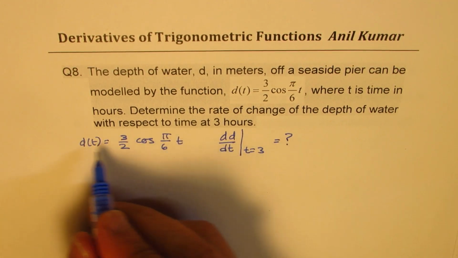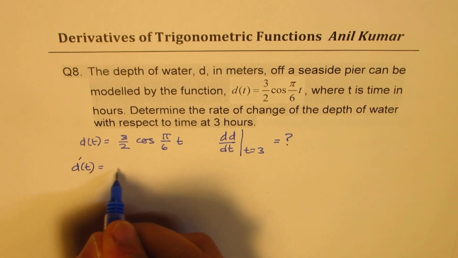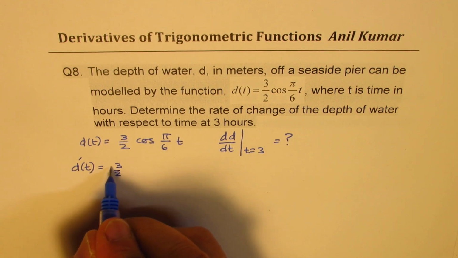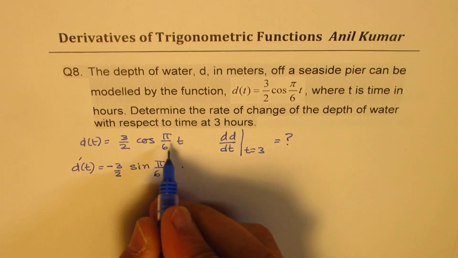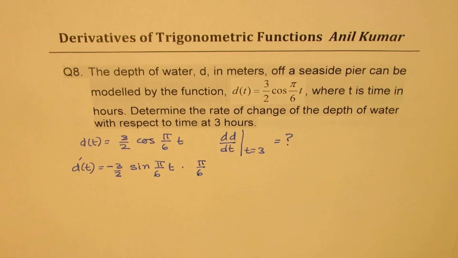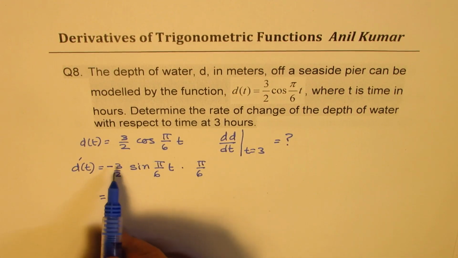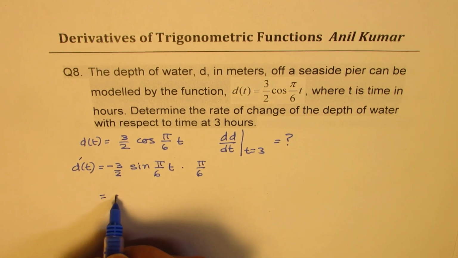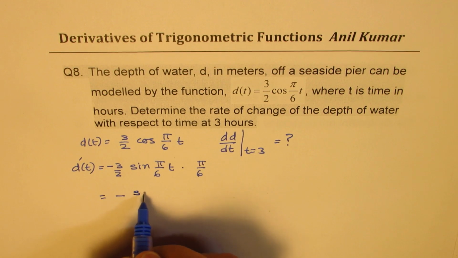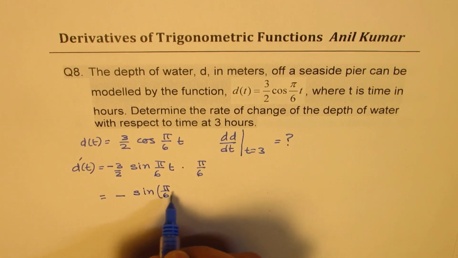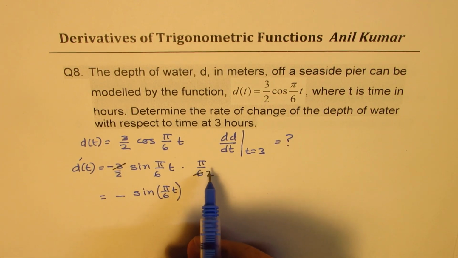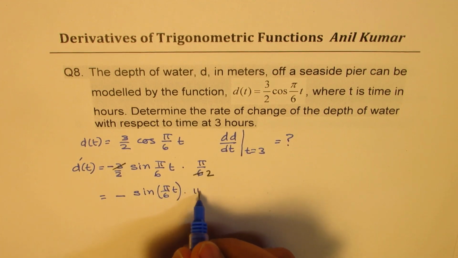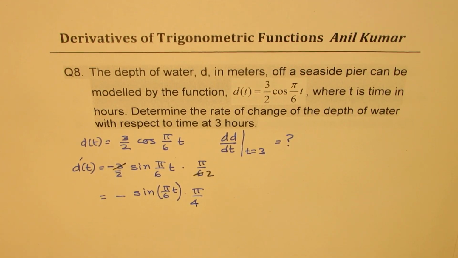So okay, so let's differentiate this with respect to time. So we get derivative of this as 3 by 2. Cos derivative is minus sine. So let me write minus here. Sine pi by 6t, and inside function derivative is pi by 6. Correct? So let's simplify this. So we have 3 goes 2 times. So we have minus sine pi by 6t, and we are cancelling. Let me just cancel this. So 3 goes 2 times here. So we get the constant as pi over 4. So times pi over 4. Okay? So that becomes our equation.